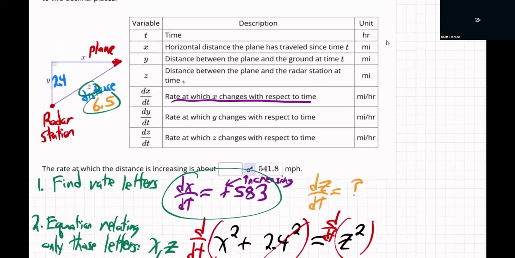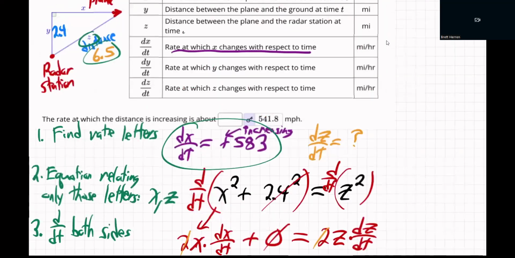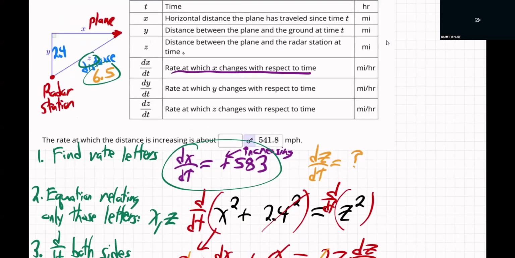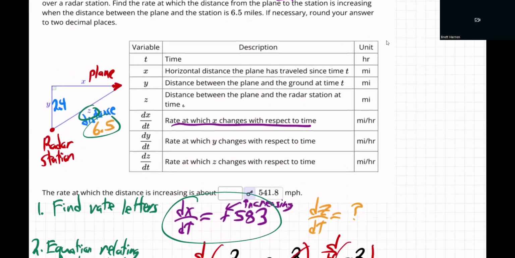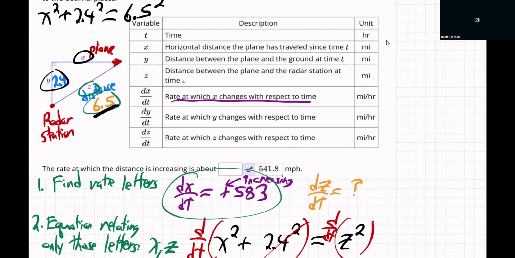Well, remember this equation? If you look at this little triangle, see how it's x squared plus 2.4 squared equals, and now I can put in the 6.5 squared. You see that? And I can solve for x, because now we're free to plug in any numbers we want. I'll write it down here: x squared plus 2.4 squared equals 6.5 squared.